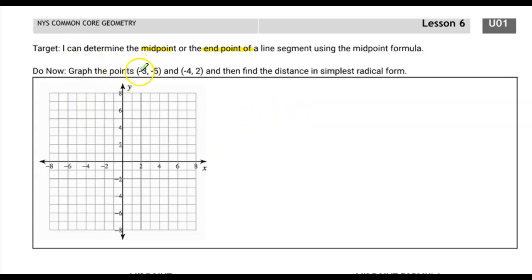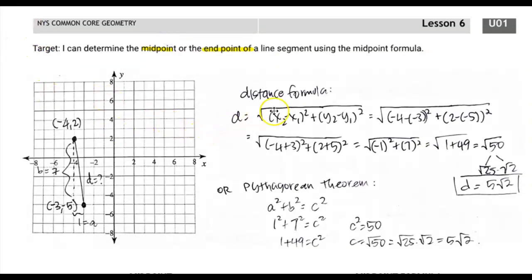The do now is fairly straightforward. It asks you to graph these 2 points and then find the distance in simplest radical form. Pause the video, try this one out, and see if you got it right. And here's that correct answer. The correct answer is going to be 5 radical 2.